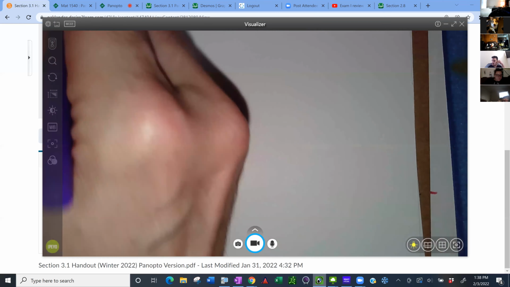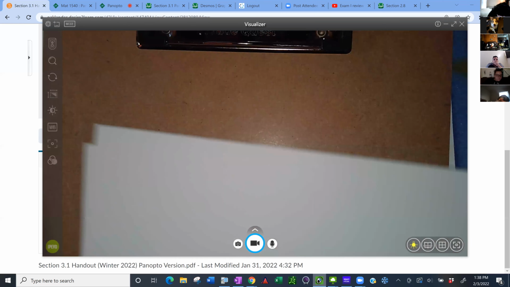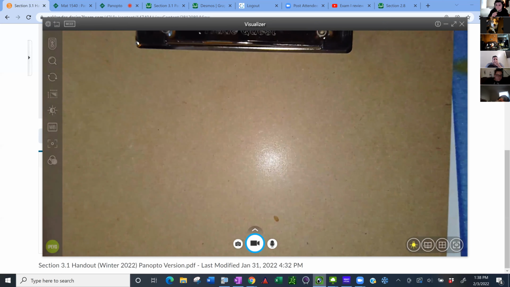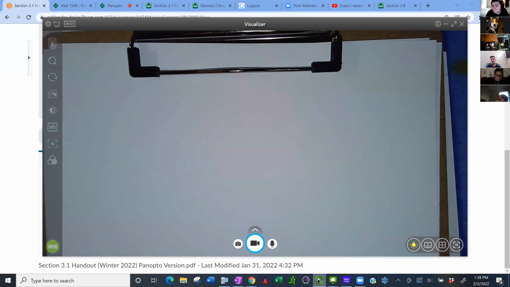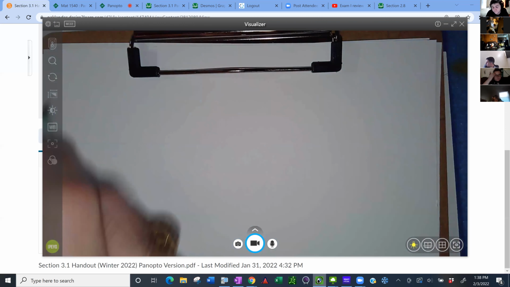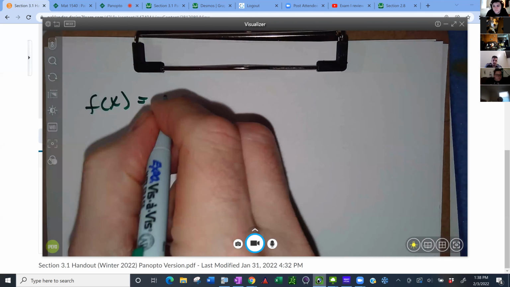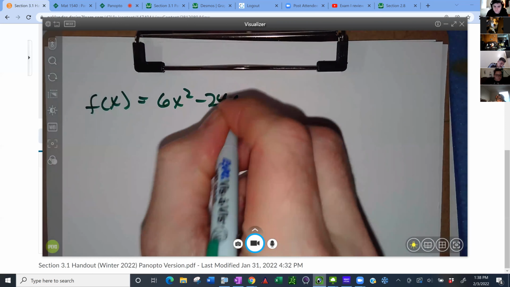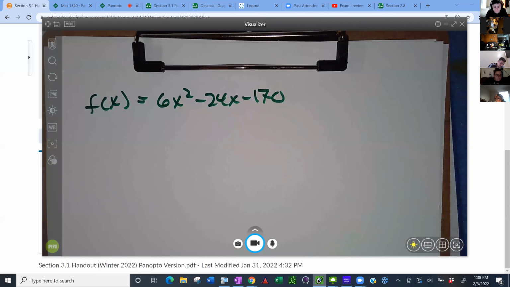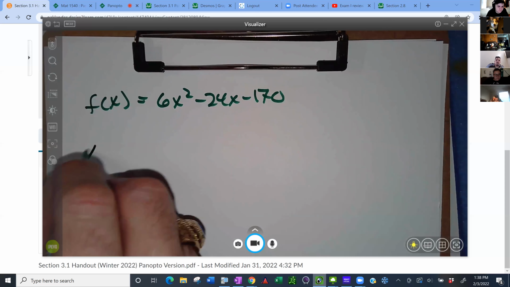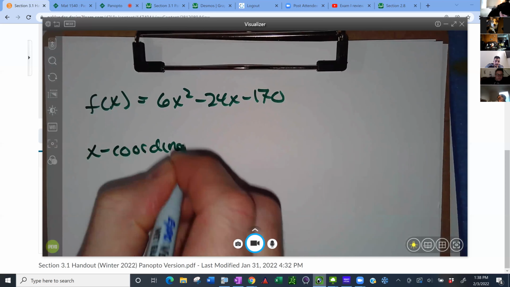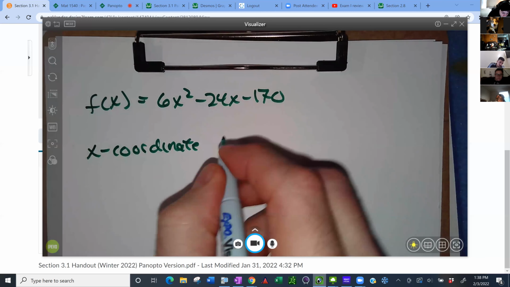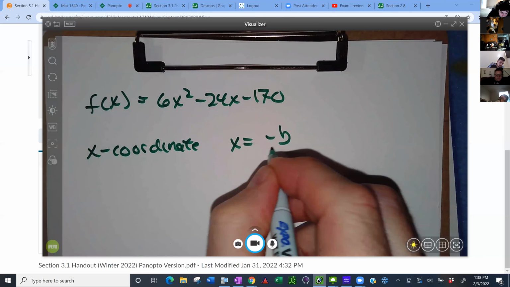So our function is this. F of x is 6x squared minus 24x minus 170. It would take a little bit of finesse and skill to get this on a graph. 6x squared minus 24x minus 170. It would take a little skill there.